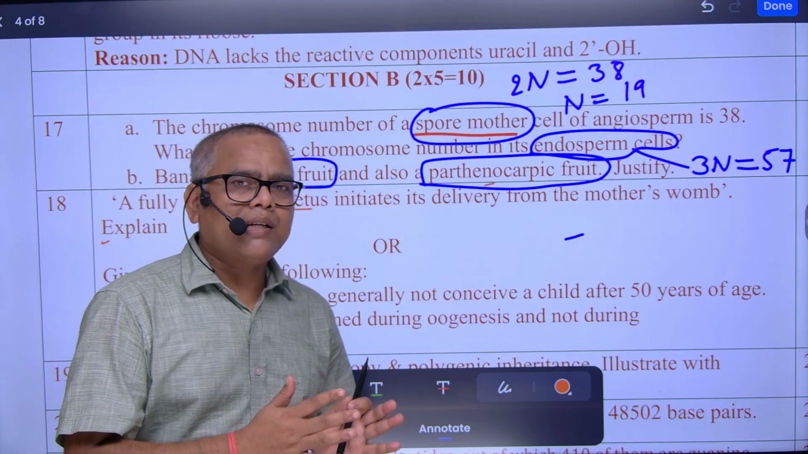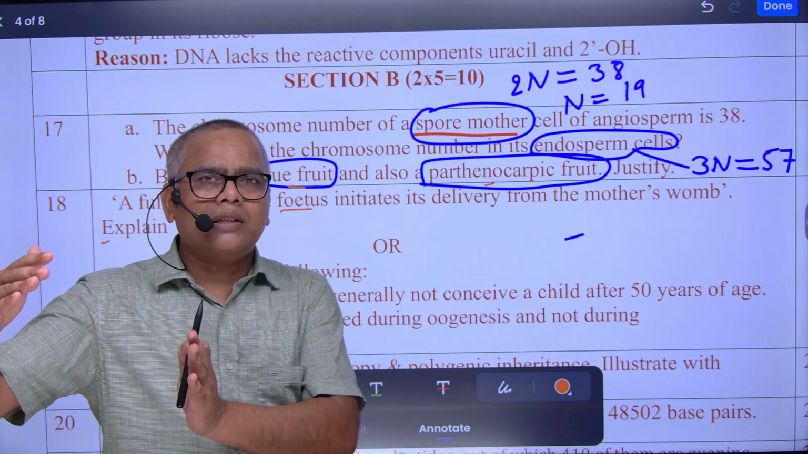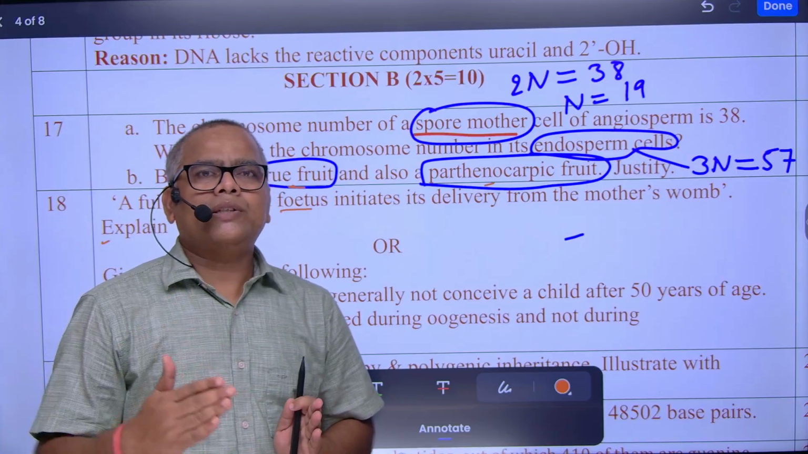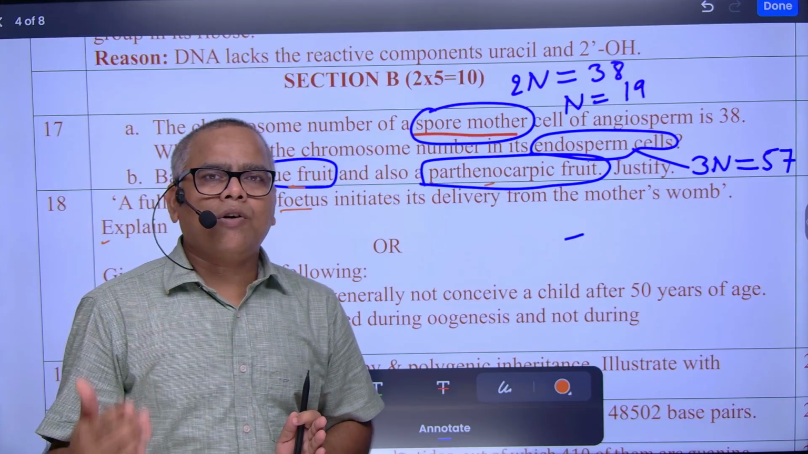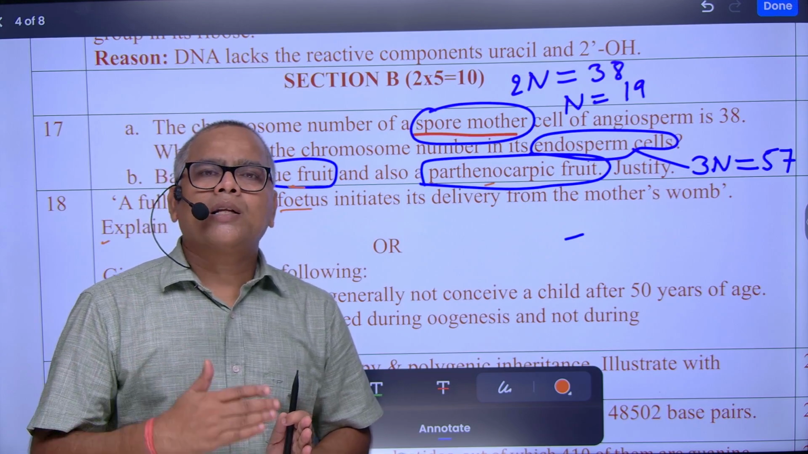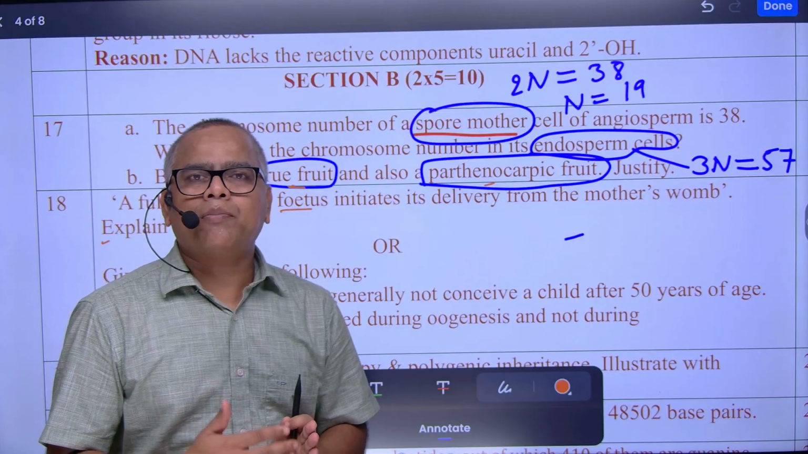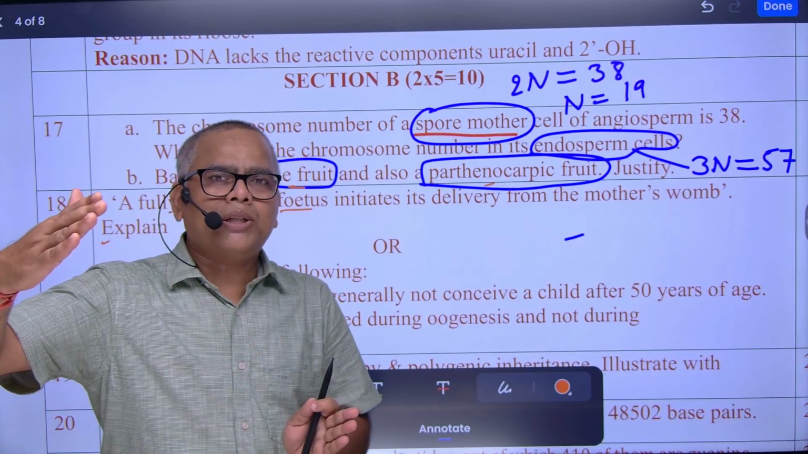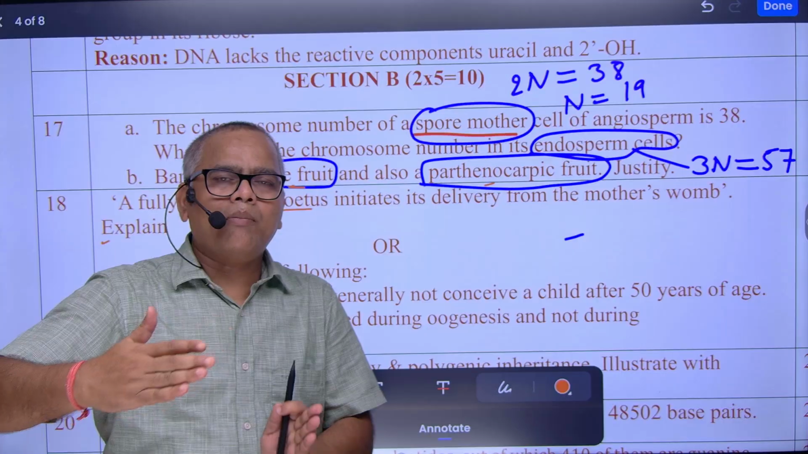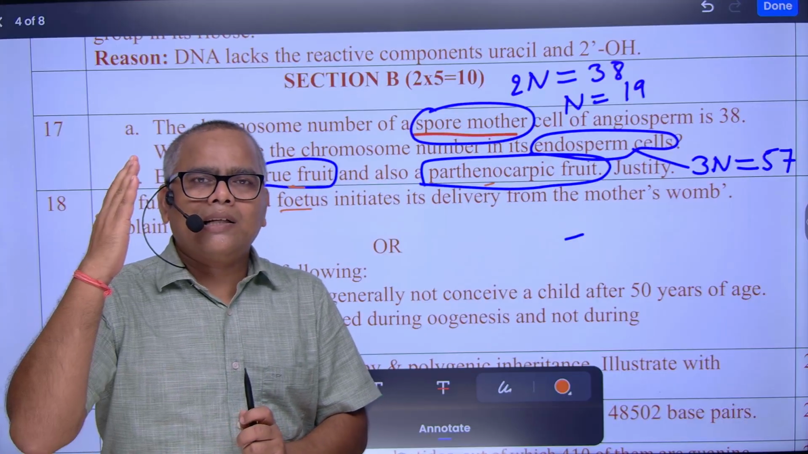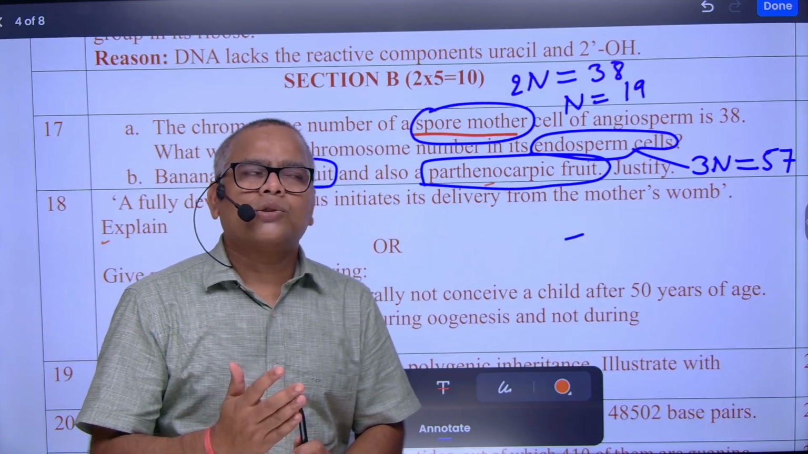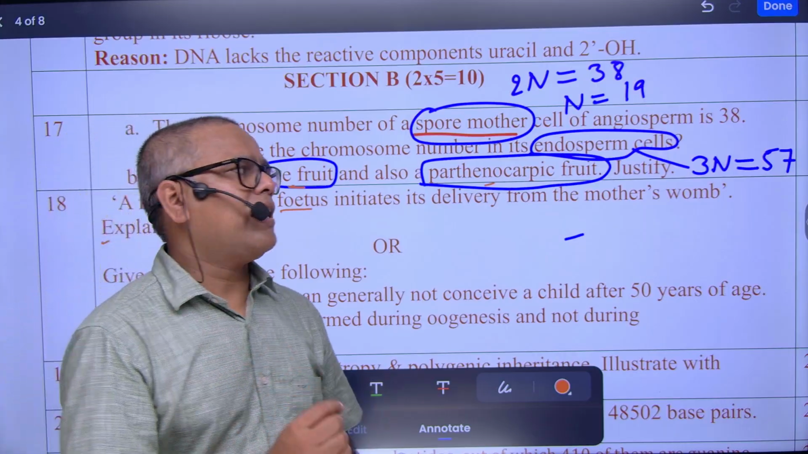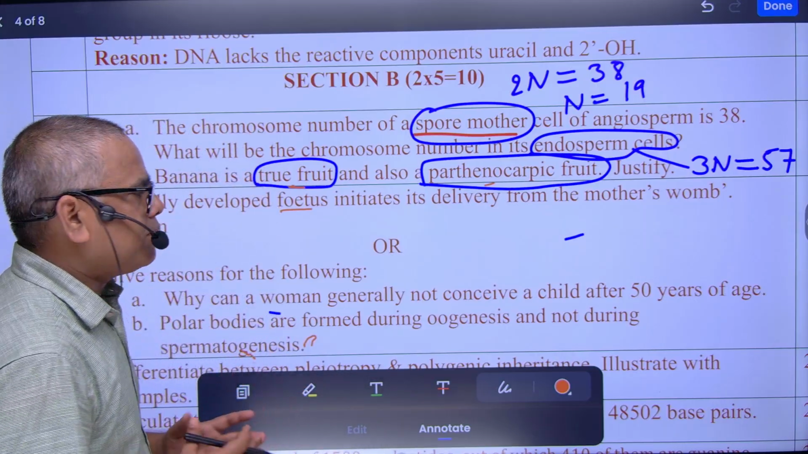The beginning is called menarche, and the end is called menopause. The whole process of menstruation, the whole menstrual cycle, the whole process of development of primary follicles and the ovum takes place only during this duration from menarche to menopause, which ends at around 45 years of age. So definitely there is little possibility for any female to conceive at the age of 50 years. That is what we have to explain here.